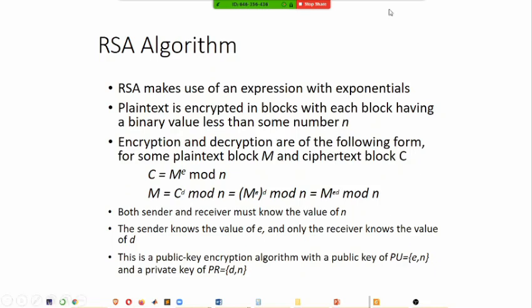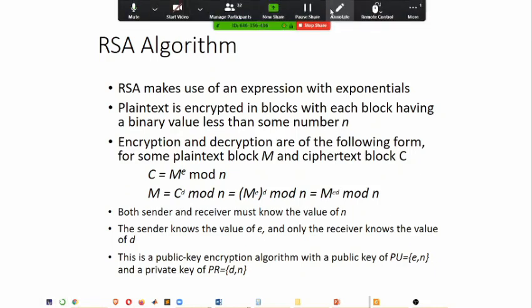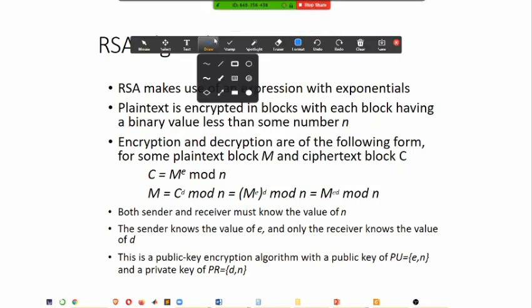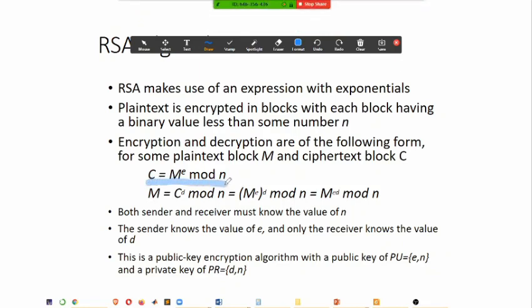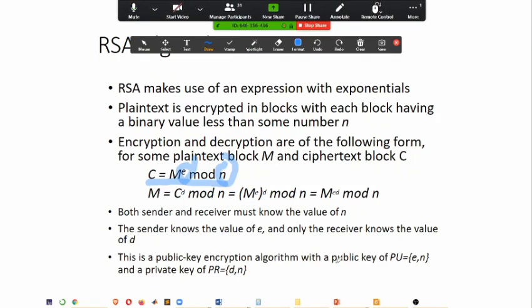Now, the encryption algorithm here is very simple. It is just m to the power e mod n, where the small e and the n together, the combination of e and n, you call the public key.